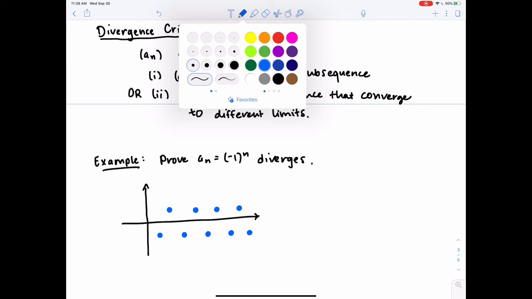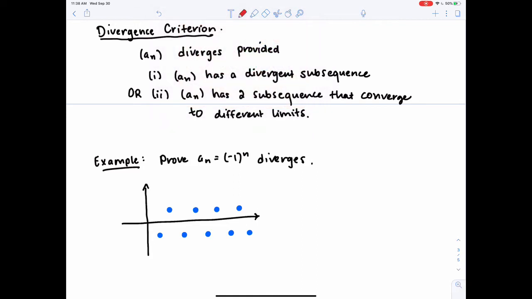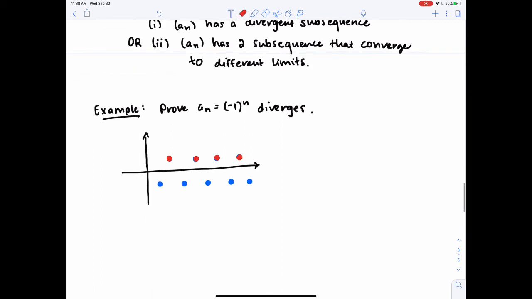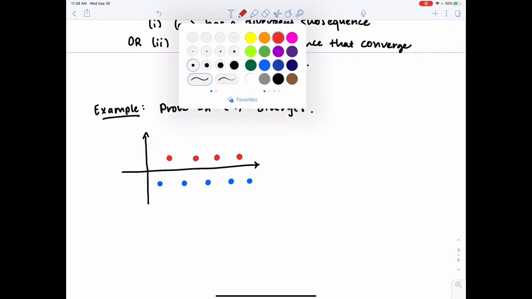So one thing we can notice here is that there are these two subsequences of values that immediately jump out. If I take all of the even subscripts, then I'm going to always be picking up the value 1. But if I take all of the odd subscripts, I'm going to be picking up the value -1. And those are constant sequences, which means that they have to converge.